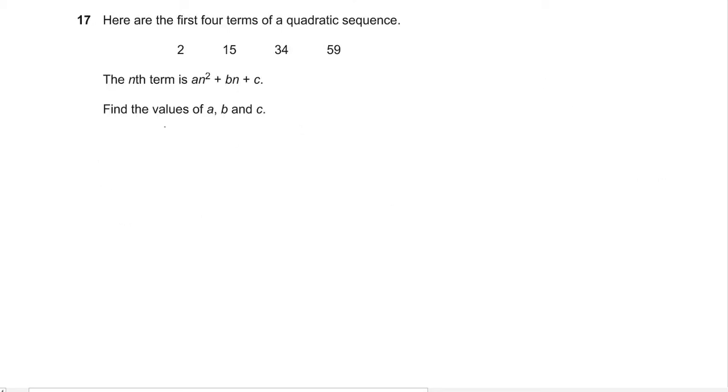Okay, 17. First 4 terms of a quadratic sequence. So we want to have a quadratic sequence of the form an squared plus bn plus c.